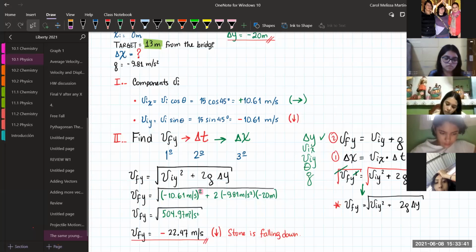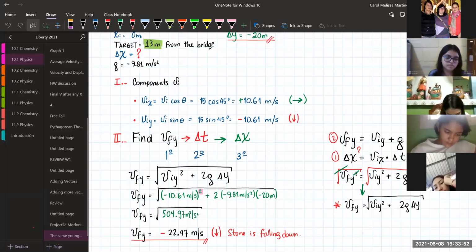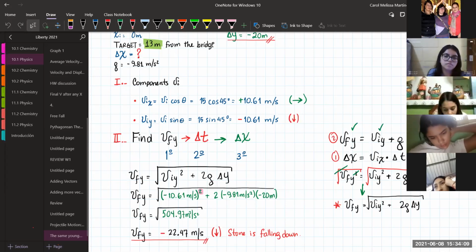Now, I'm going to delete this. I cannot use this one because I don't know what delta x is and I don't know the time. So I cannot use the equation number 1. But I can use the equation number 2 because I know the final velocity in y, I know the initial velocity in y, and I know the gravity. So here I just have one unknown, which means that is my other step. I need to find the time from that formula.